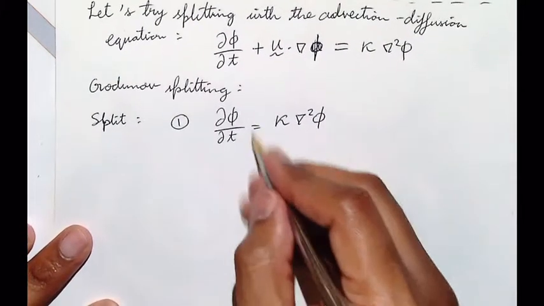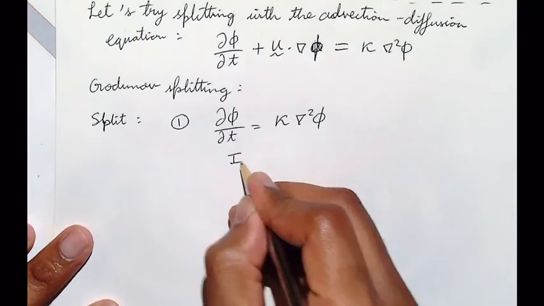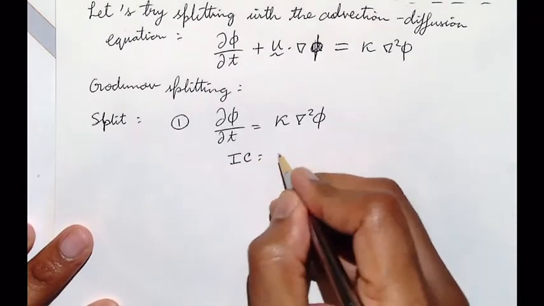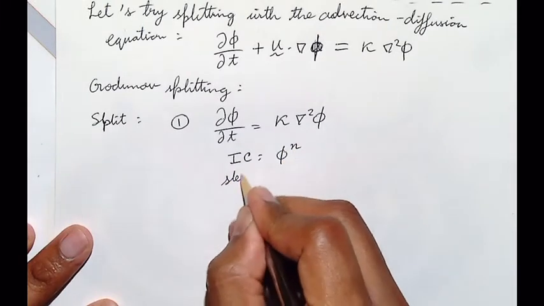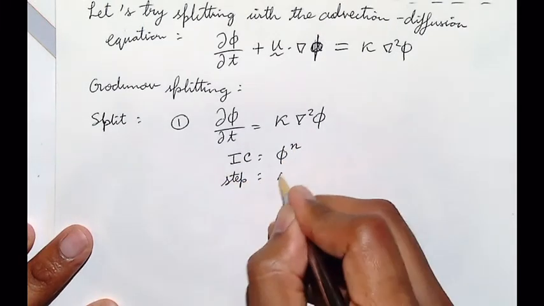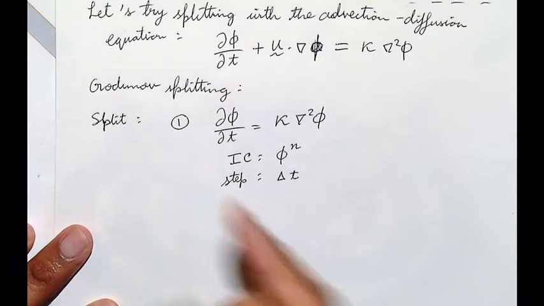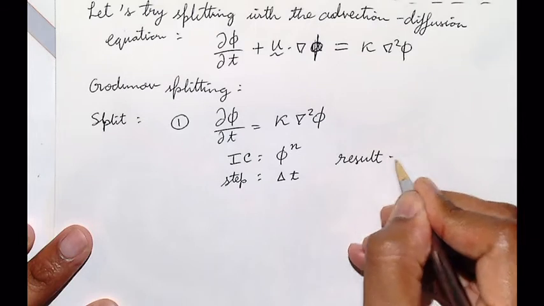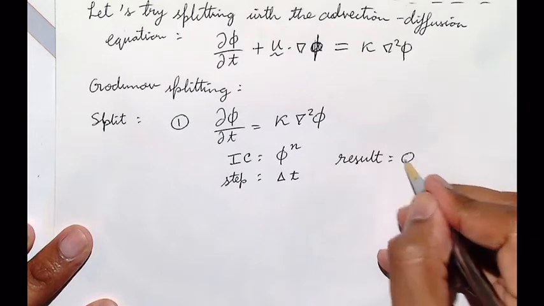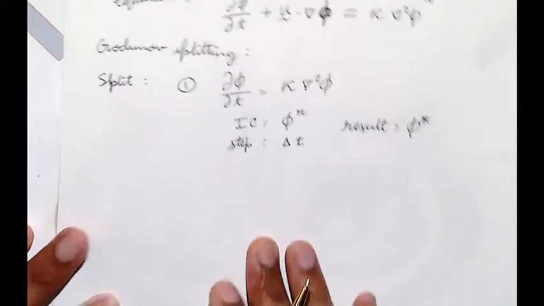Now let's see. We have to mention a few things here. What will the initial condition be? φ^n. What will the step size be? Δt. We are doing Godunov splitting, so we will take full steps. What will the result be? φ star. All right.